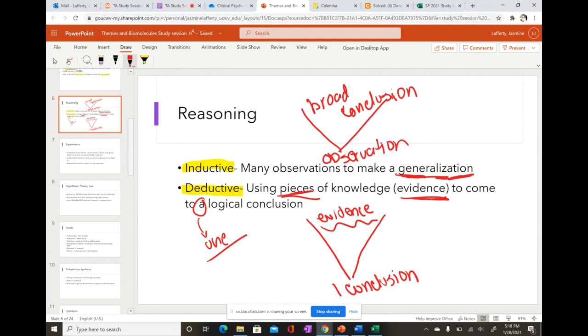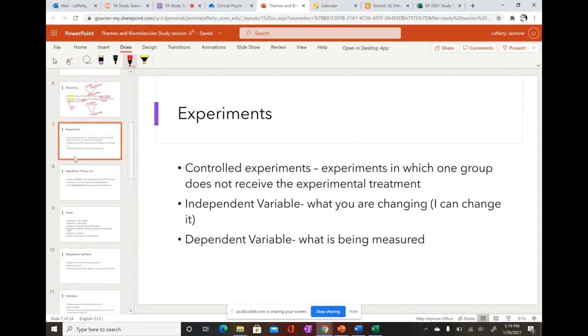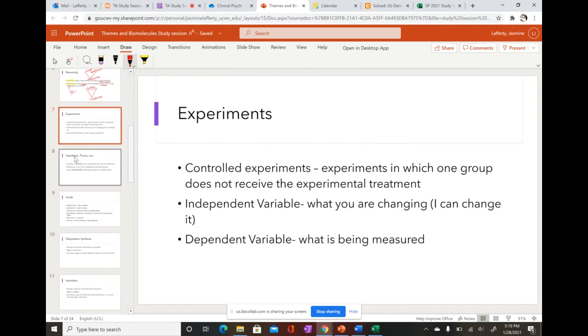On the flip side of that, if you don't like bacteria, that could be saying that my dog is black and white, so all dogs are black and white. Okay, that's taking a few observations and making a very broad conclusion or a very broad generalization. Okay, any questions about this? Okay. Now we're going to move on to parts of the experiment.